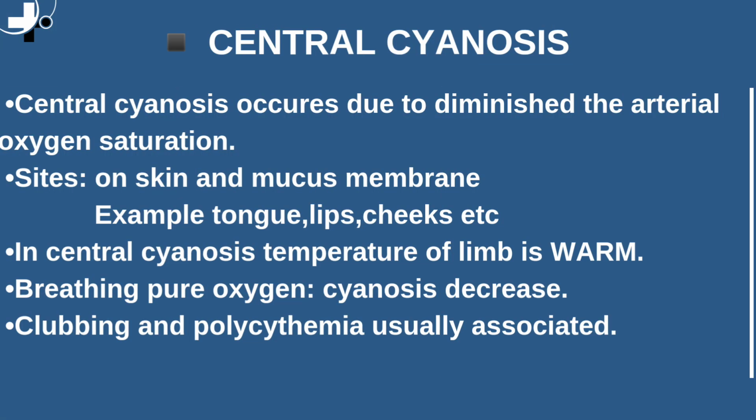Central cyanosis. Central cyanosis occurs due to diminished arterial oxygen saturation. Sites on skin and mucous membrane, for example tongue, lips, cheeks, etc. In central cyanosis, temperature of limb is warm. Breathing pure oxygen, cyanosis decreases. Clubbing and polycythemia are usually associated.